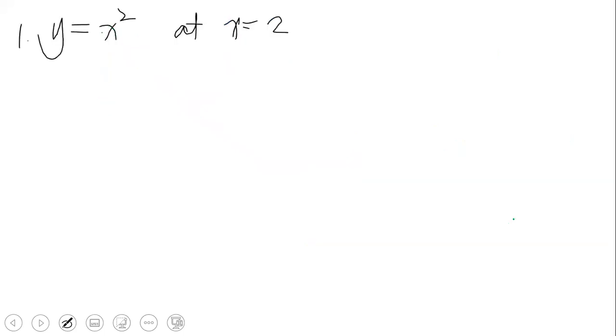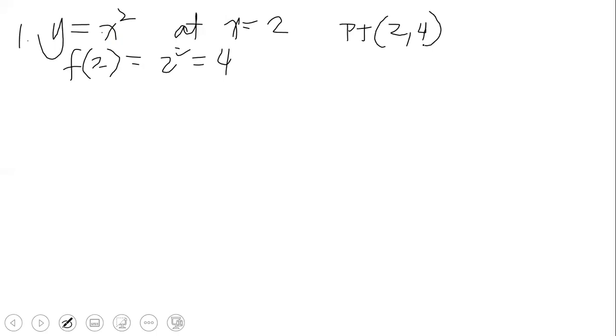Let's have number 1. So we have y equal to x squared at x equal to 2. So meaning we have to get the point of tangency first. So we need the point of tangency at this point. So we substitute f of 2 equal to the function given, 2 squared, which is equal to 4. So therefore, the point of tangency is at (2, 4).